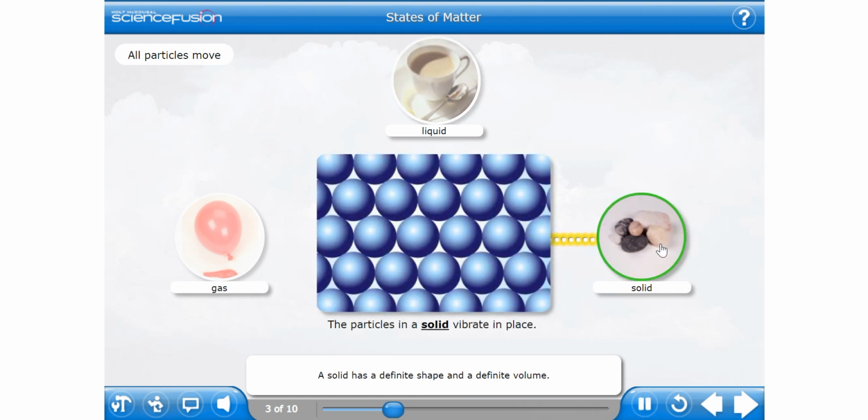A solid has a definite shape and a definite volume. Particles in a solid vibrate in place, but they do not move past each other. This property gives a solid a definite shape. Solids have a definite volume because they can't be compressed or expanded.